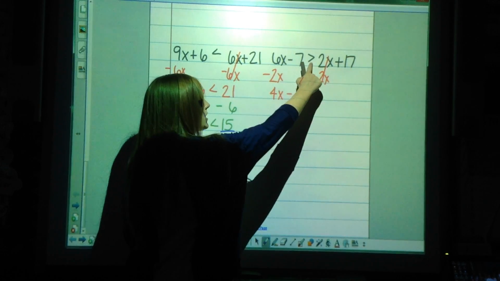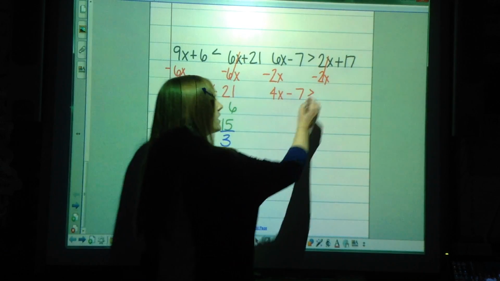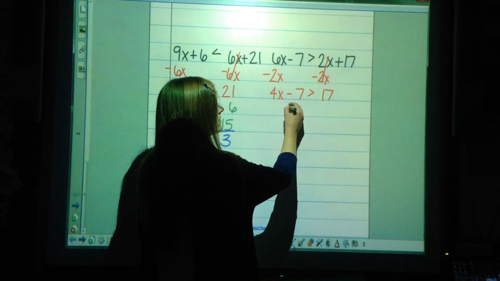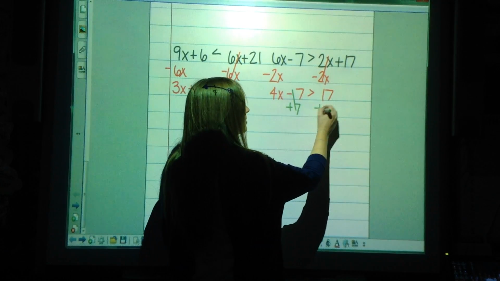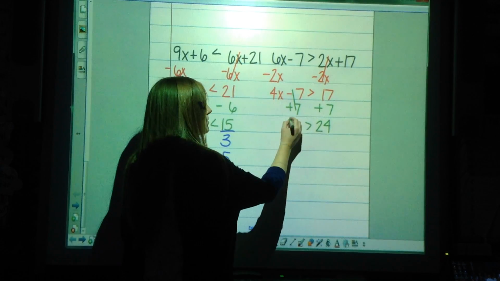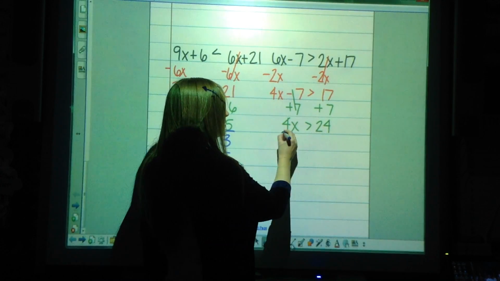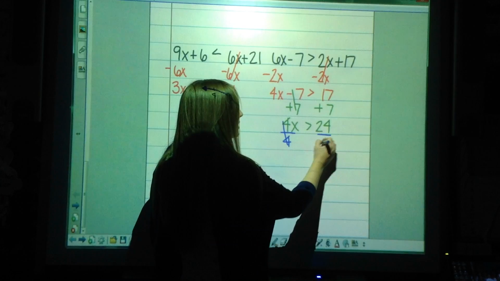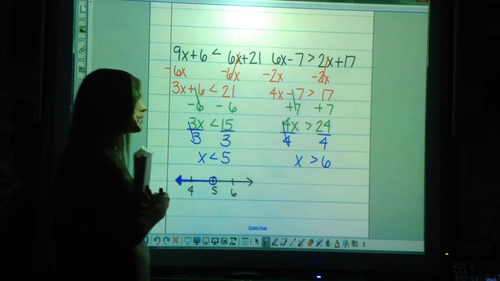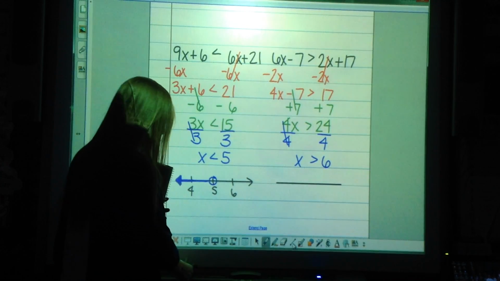There's a -7 on the left side of the inequality symbol. On the right side, there's a 17 left. This is a two-step inequality. Bring the non-variable term over. On the left side, we're left with 4x. We are not dividing by a negative, so we do not switch the symbol. X is greater than 6.